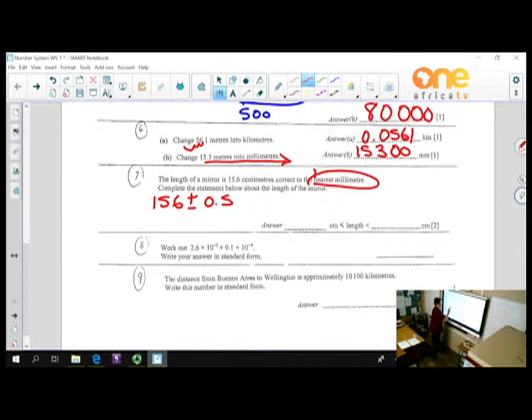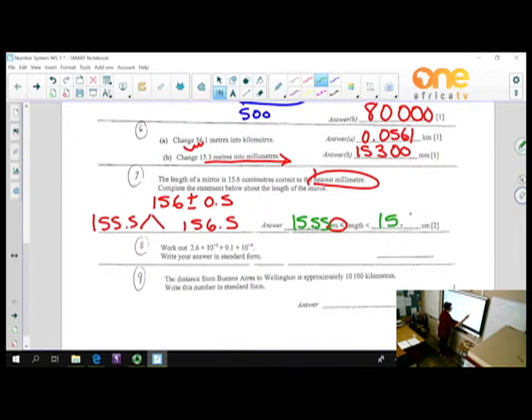So now you add or subtract that, which makes it 156.5 or 155.5. And then you will see the answer is given in centimeters. So I'm going to change now just back to centimeters, which will make it 15.55. And this one in centimeters, 15.65.